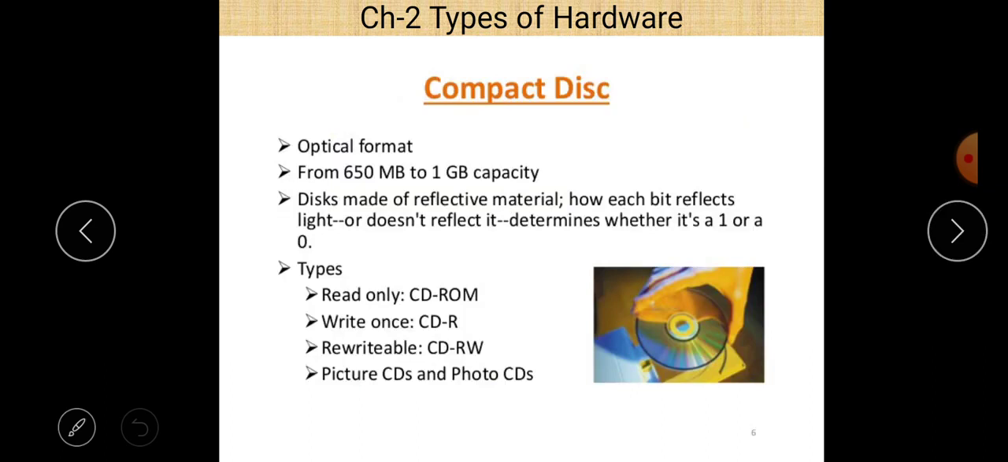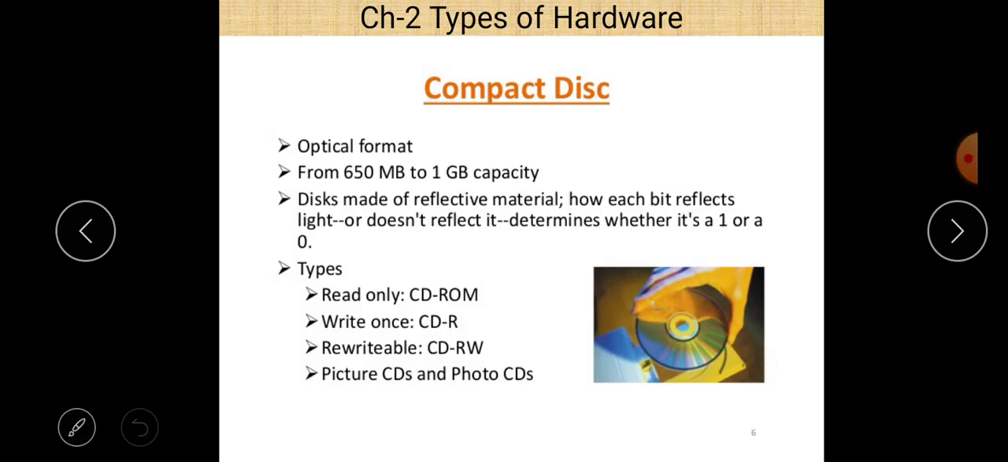Our next topic is the compact disk. A compact disk is found in optical format, and the size is from 650 MB up to 1 GB. The disk is made of a reflective material. Whether each bit transmits light or doesn't reflect it determines whether it is a 1 or a 0. The types are CD-ROM, CDR, read-writable CDRW, picture CD, and photo CDs, or just simply CDs. These are the different types of CDs.